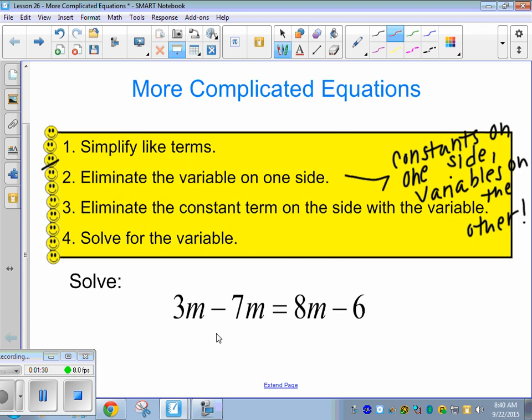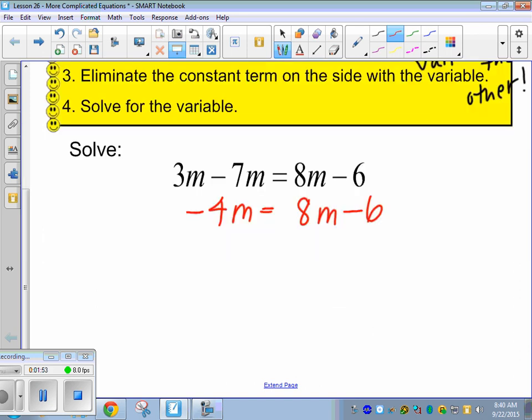So what are the like terms on the left side, Monica? Yeah, both of the terms are like terms, right? So we can combine these. We have 3 of them and -7 of them. So we have -4m total on that side. And do I have any like terms on the right side? No. Yeah. So I just rewrite that. 8m minus 6. All right.